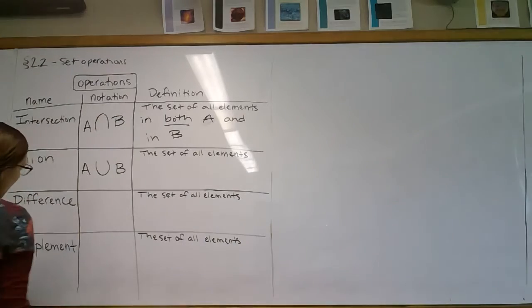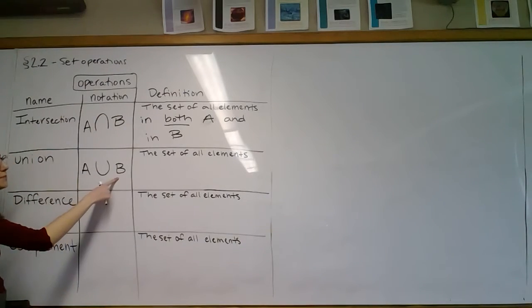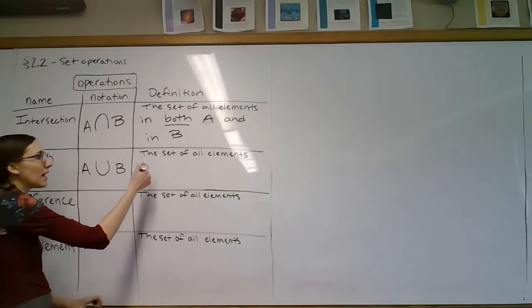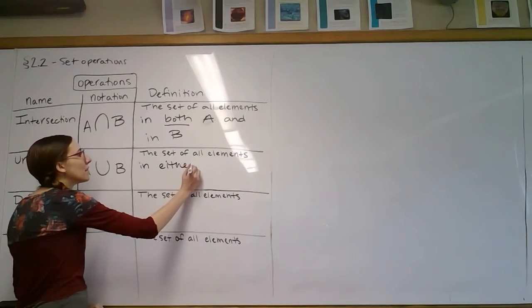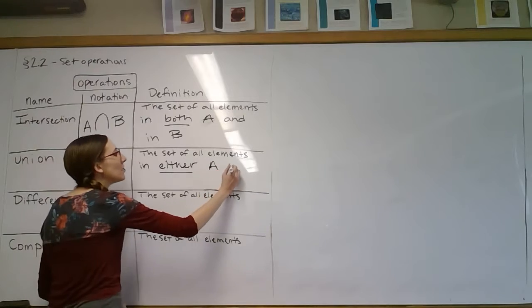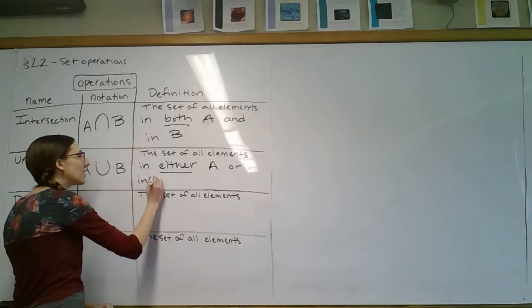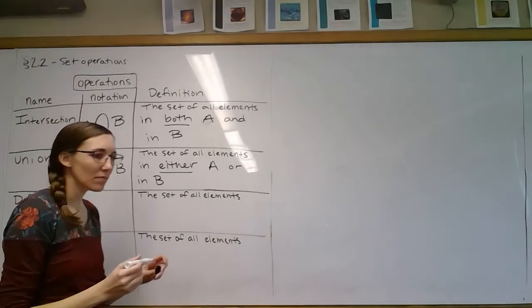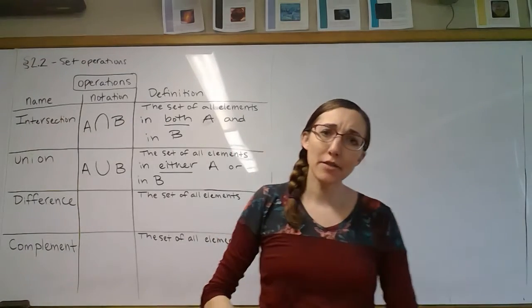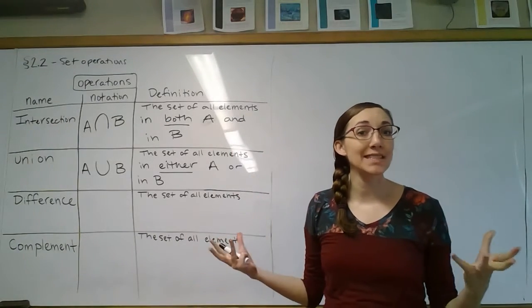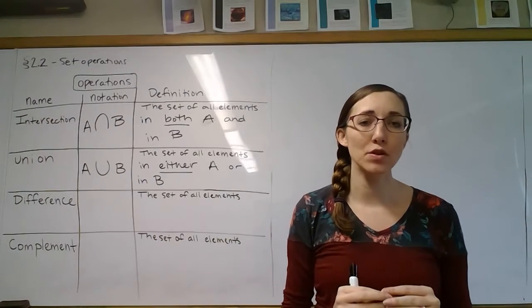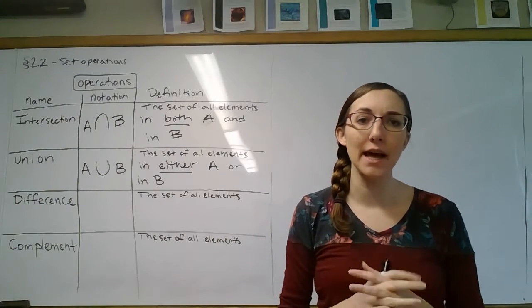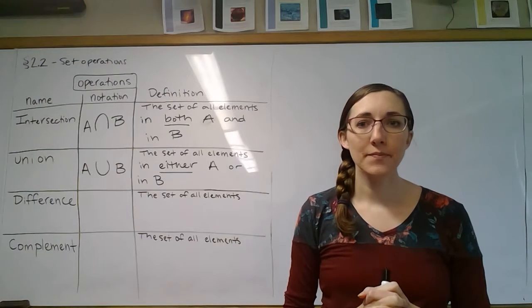So keeping that in mind, A union B is the set of all elements in either A or in B. In either A or in B. So as long as it's in one of them, it will end up in the union. So you'll combine them all together to create a union.